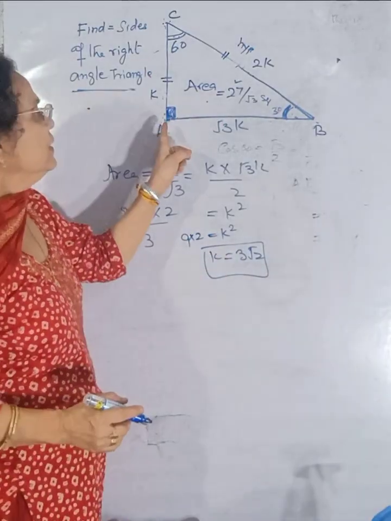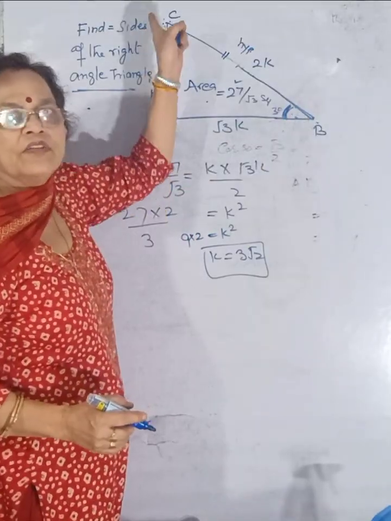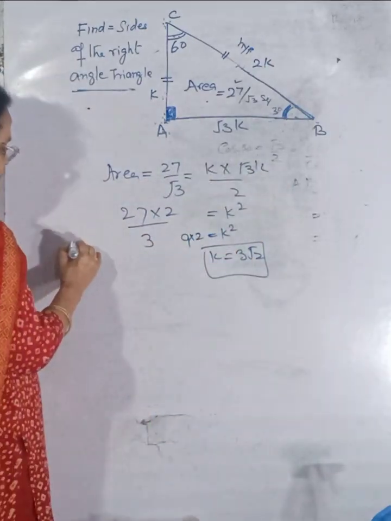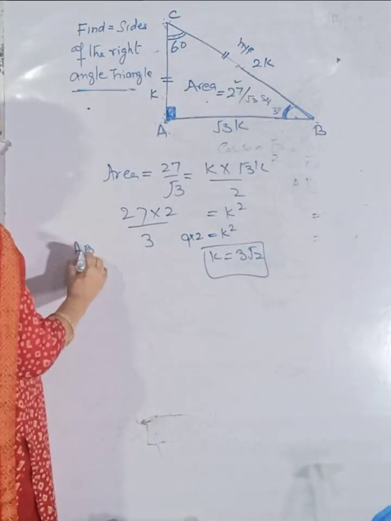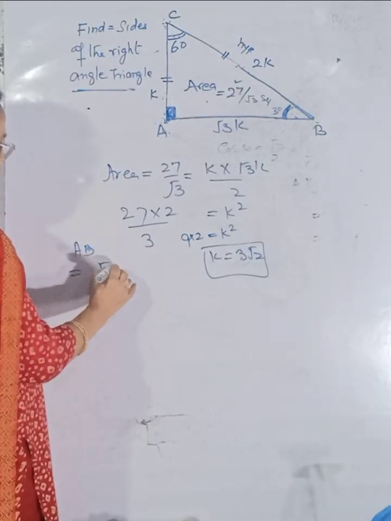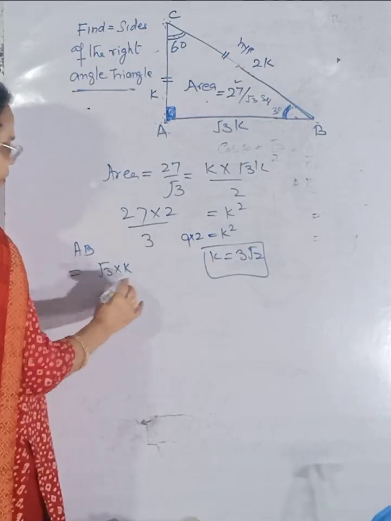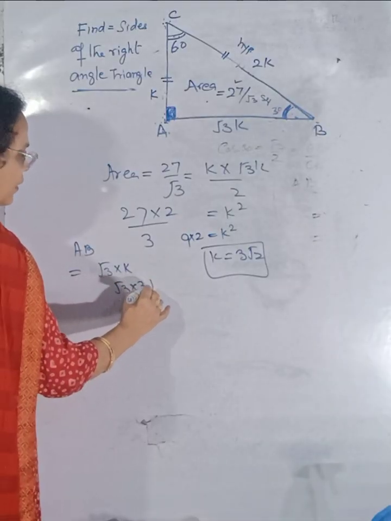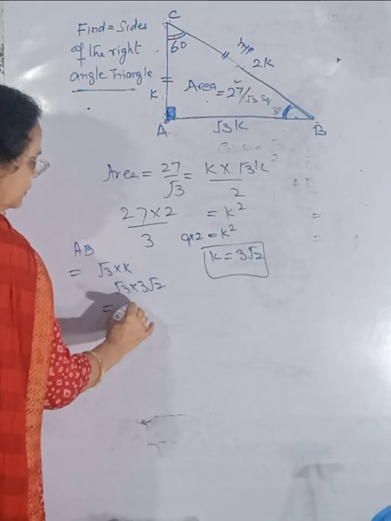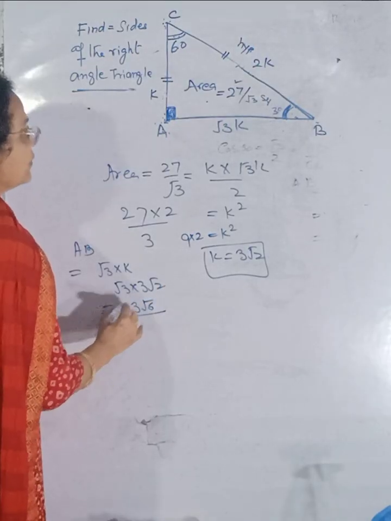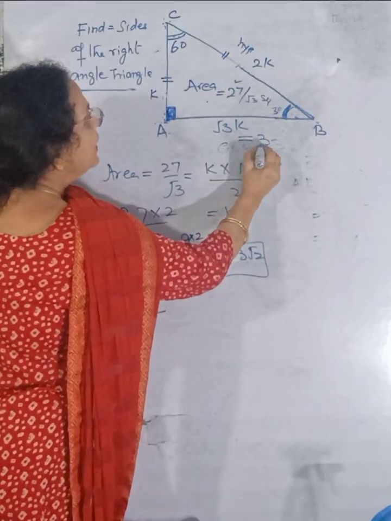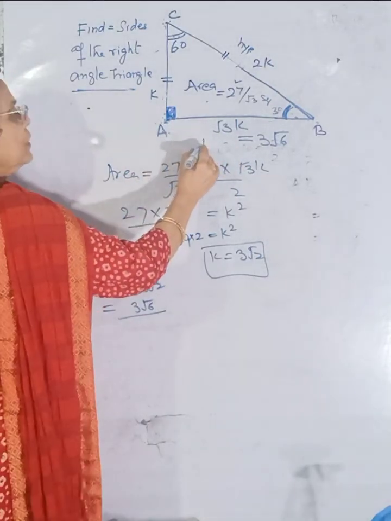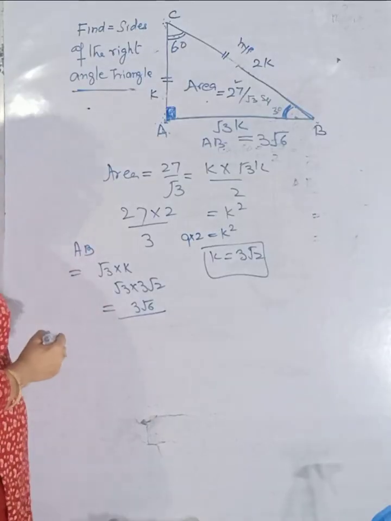Now we can find the lengths of the base, the perpendicular and the hypotenuse. Base AB will be equal to root 3 times k. K is equal to 3 root 2, so root 3 into 3 root 2 will be 3 root 6. AB is equal to 3 root 6.